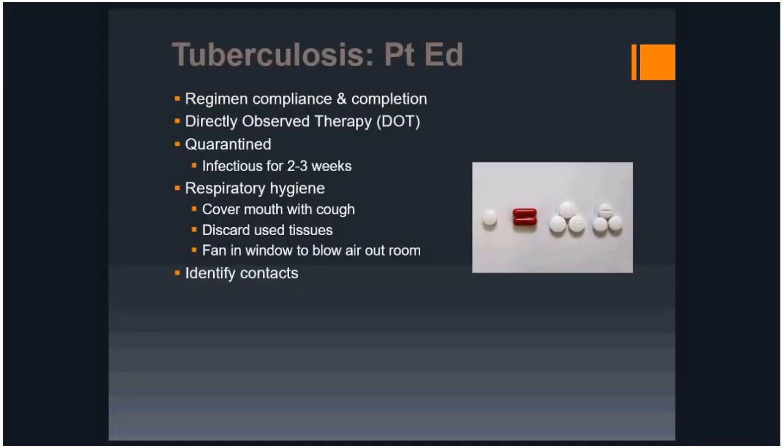Again, regimen compliance is a big issue with tuberculosis, whether they have LTBI or active disease. Directly observed therapy is required with active disease. Those persons are typically quarantined for the time that they are infectious, which lasts a couple of weeks. Respiratory hygiene is important, and these measures are specific to persons with active disease. In the home, they need to cover their mouth when they cough and discard any used tissues. They may have a fan in the window to blow out air from the room, and also to identify contacts and make sure that they are tested.